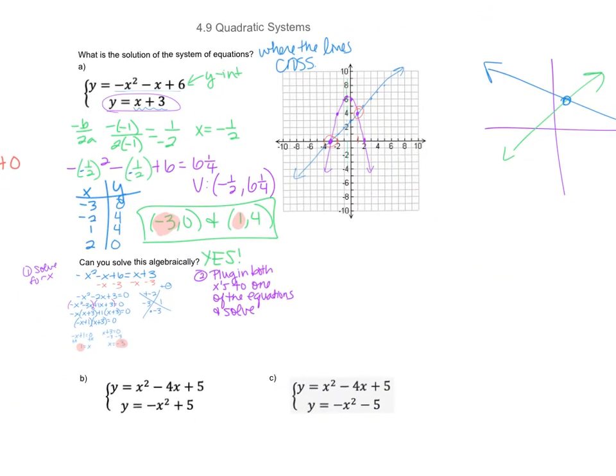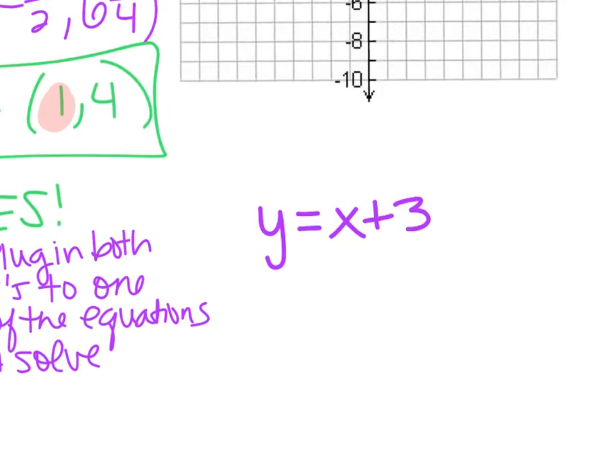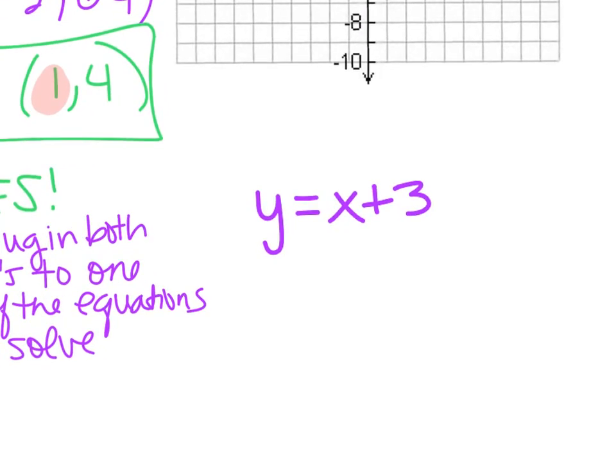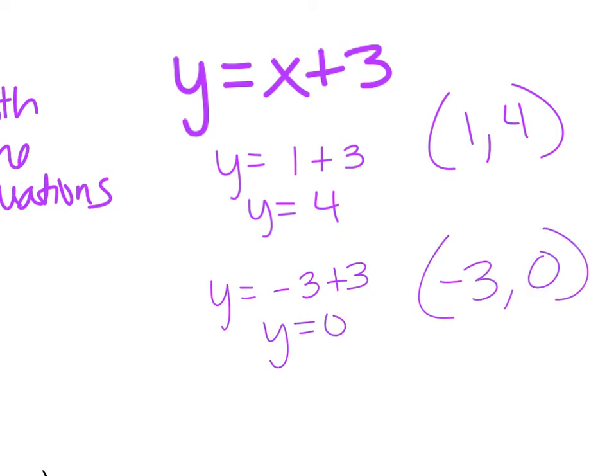So I'm going to have the equation y equals x plus 3, and I'm going to plug in 1 and negative 3 in here. So when I have y equals 1 plus 3, that gives me y equals 4. So that coordinate would be 1 for my x and 4 for my y. The second one, I'm going to be plugging in negative 3. So y equals negative 3 plus 3, so y equals 0. So that coordinate is negative 3, 0.